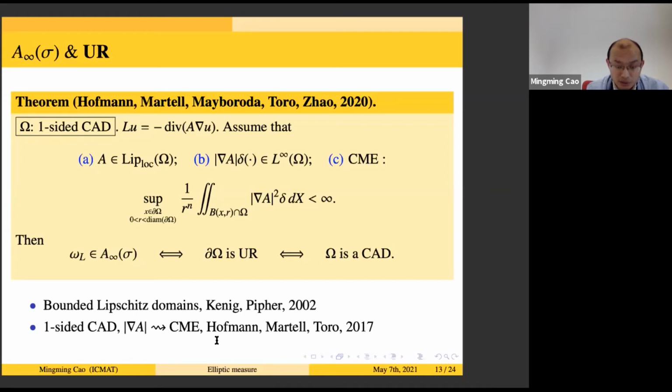And in one-sided chord-arc domain, Hofmann, Martell, and Toro proved the same result whenever the gradient of coefficient satisfies the R1 Carleson condition. Here, if we remove the power and the delta, it is called the R1 Carleson condition. And here the gradient of A times delta is in R infinity, then we can see that R2 Carleson is weaker than R1 Carleson. And the result here is sharp.